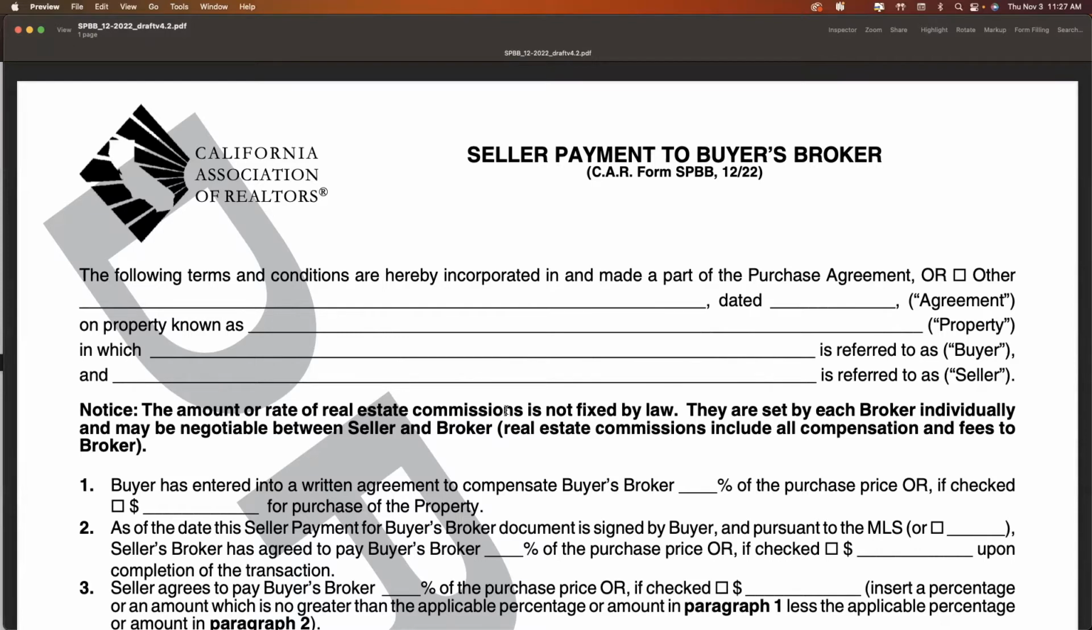you don't need to use any of these forms, okay? You're fine to keep doing business the way you do. You don't need to check the box in the RPA. You don't need to include this.